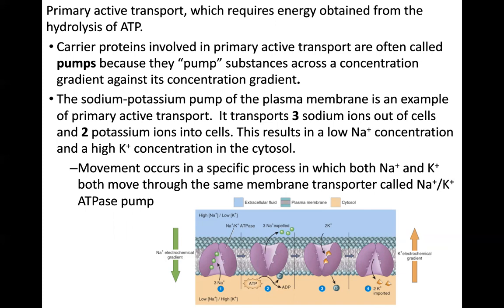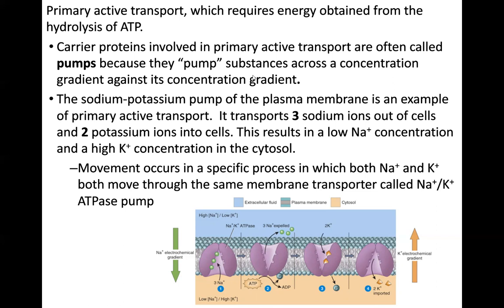The type of active transport that we talk about the most in this class is primary active transport. We call it primary because we're directly using the hydrolysis of ATP to power this process, okay? It involves a type of carrier protein called a pump because we pump substances against a concentration gradient.